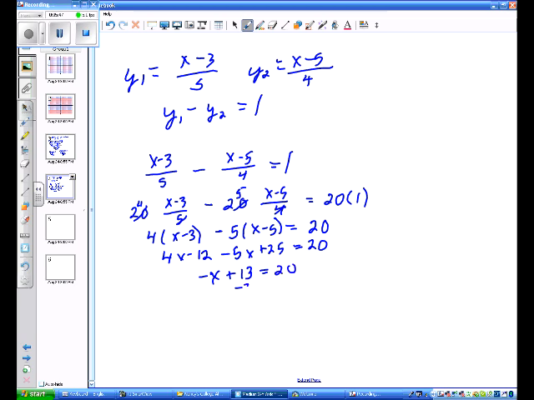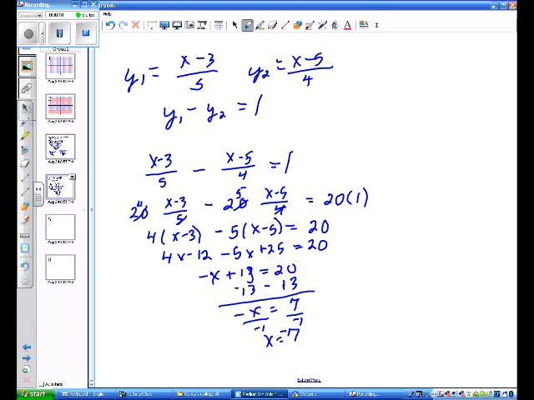Then subtracting 13 from both sides, not 30, but 13. We have negative x equals 7. Dividing by negative 1 because we want a coefficient of positive 1, x equals negative 7.